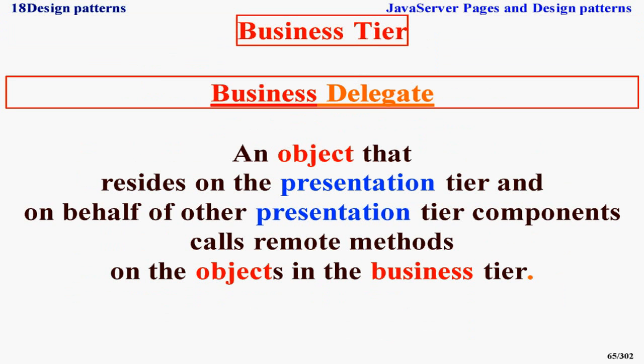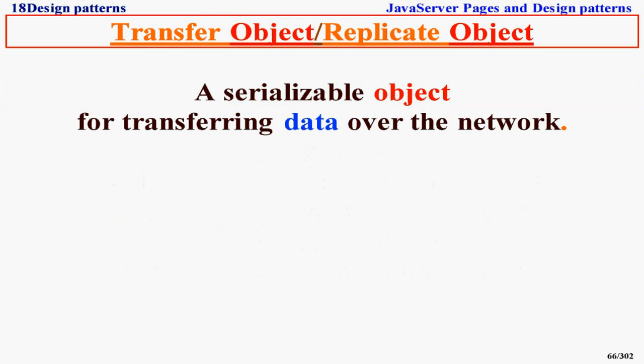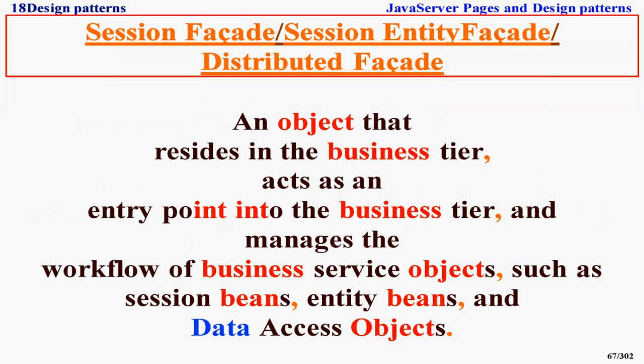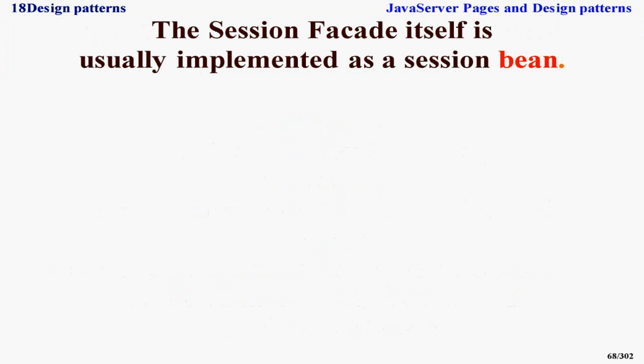Business tier. Business Delegate: an object that resides on the presentation tier and, on behalf of other presentation tier components, calls remote methods on the objects in the business tier. Transfer Object: a serializable object for transferring data over the network. Session Facade: an object that resides in the business tier, acts as an entry point into the business tier, and manages the workflow of business service objects, such as session beans, entity beans, and data access objects. The session facade itself is usually implemented as a session bean.